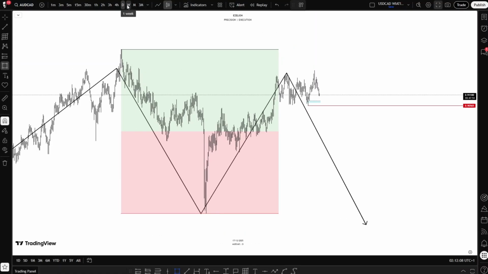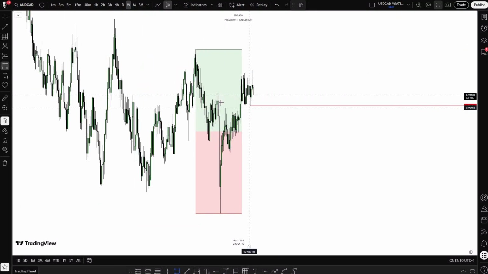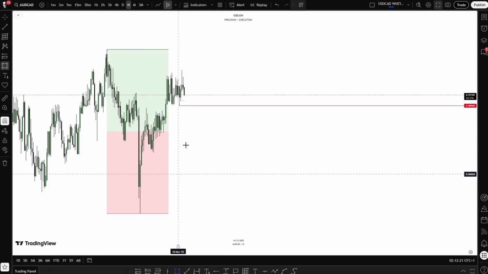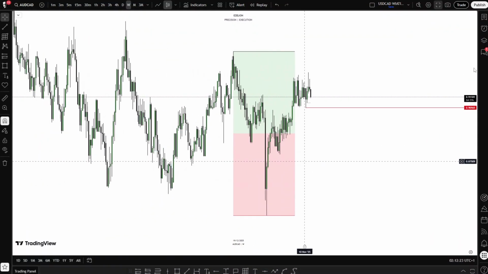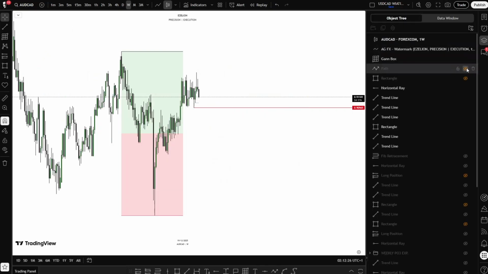Should we just use the weekly time frame for clarity? If you go to the weekly time frame, it becomes even more clear. Although the daily time frame is what you're going to use because you're using the 1 hour time frame, let's just use the weekly time frame. It looks a bit more clear here now.